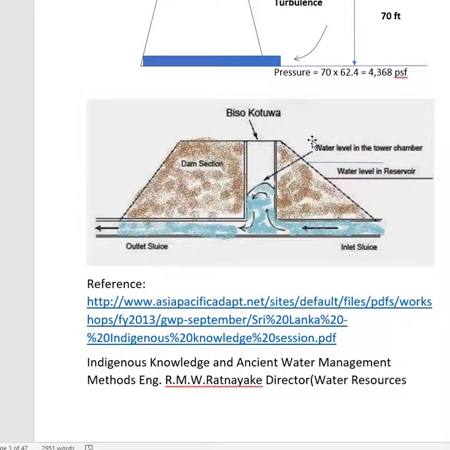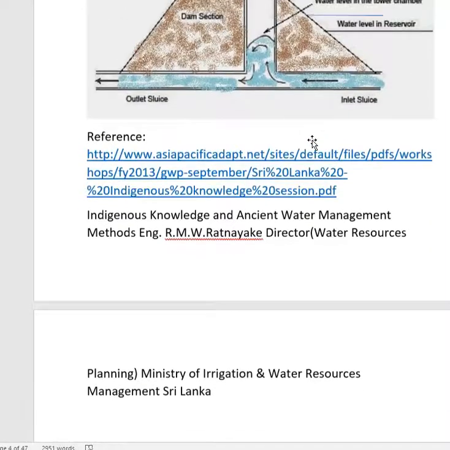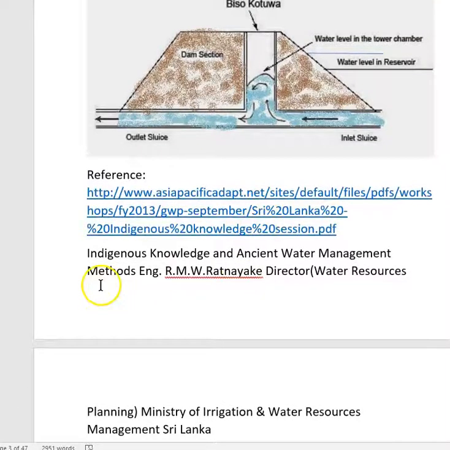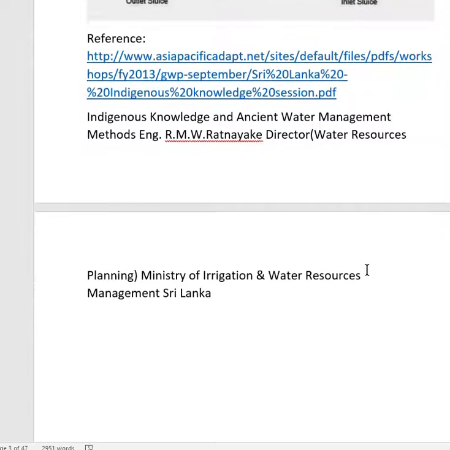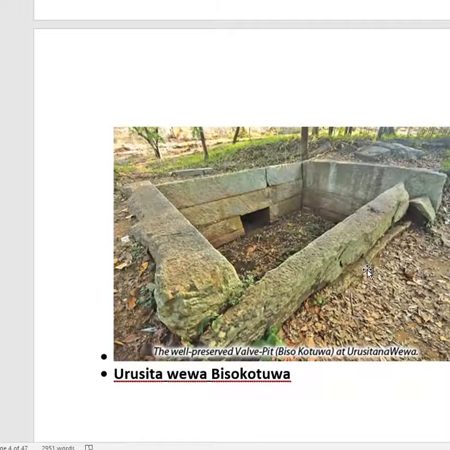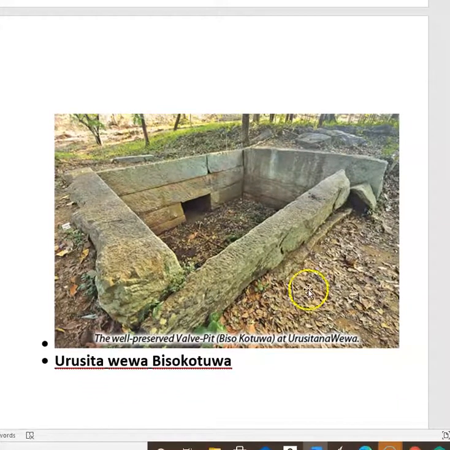And so that's the importance of Bisokotuwa. This one I obtained from, I should give credit, R.W. Ratnakar, Director of Water Resources and Planning, Ministry of Irrigation and Water Resources. So these are some of the photographs of Bisokotuwa, and this is normally taller than this.